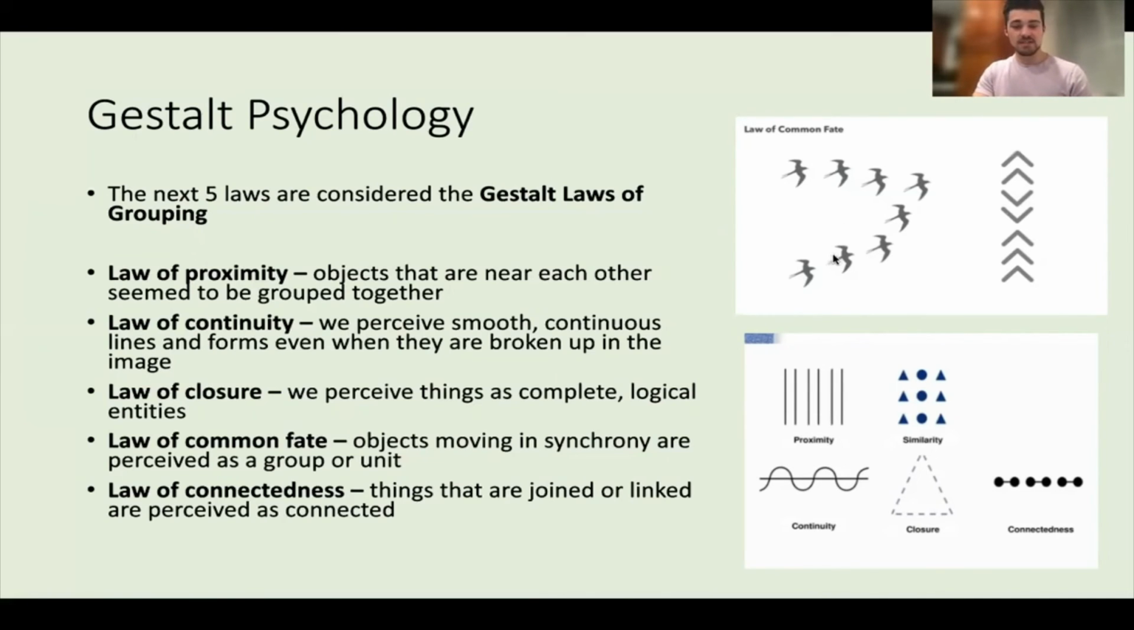And the law of connectedness, things that are joined or linked are perceived as connected. Don't overthink that one. It's just exactly what it is. If we look at the bottom right, we don't see 6 dots, we see 3 groups of 2. So the reason why we see 3 groups of 2 rather than 6 dots is because of this law of connectedness. We're seeing 3 entities instead of 6 because of those lines that are connecting them.